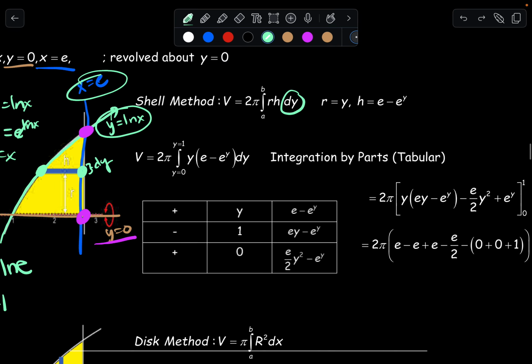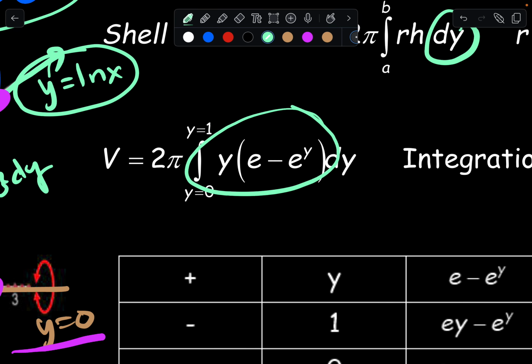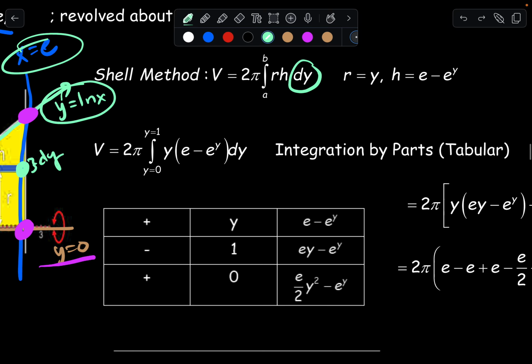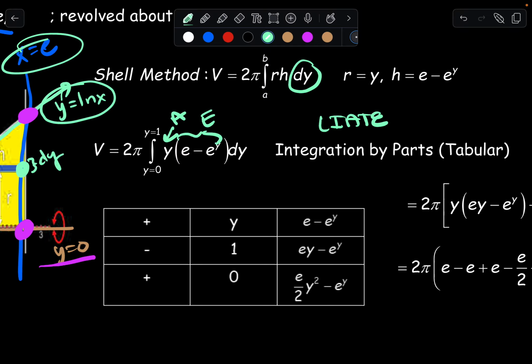Once the setup is there, we have multiplication within our integrand. So that means we will be using integration by parts. And again, in the previous video, we talked about how to determine how we will do integration by parts. We use LIATE. Again, L is natural log, I is inverse trig, A is algebraic, T is trig, and then E is exponential. In this one, the first out of these letters is algebraic because the e minus e to the y is exponential. So whenever algebraic occurs first, you can use your tabular method, which is quick, all right? So just be careful with the setup though.